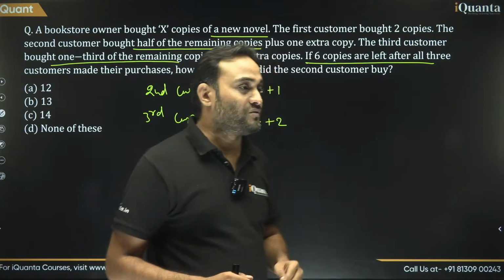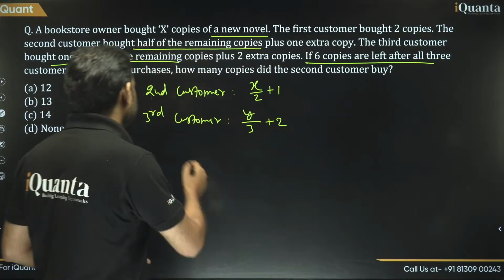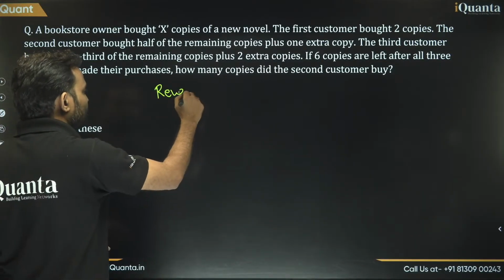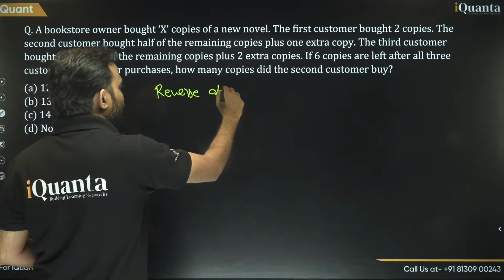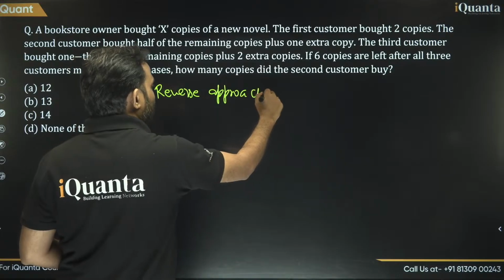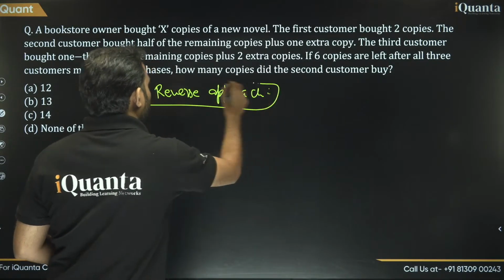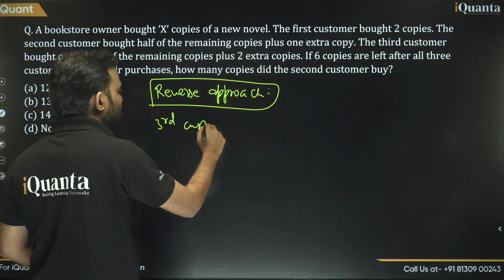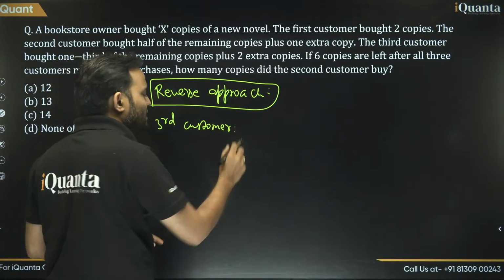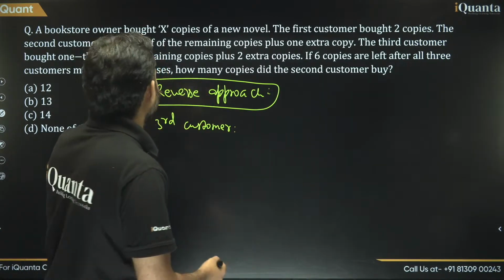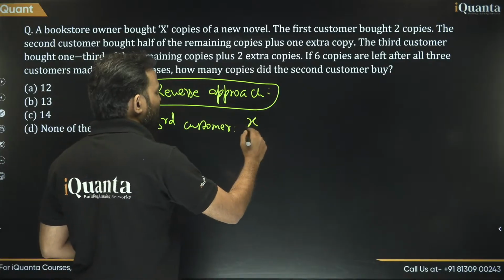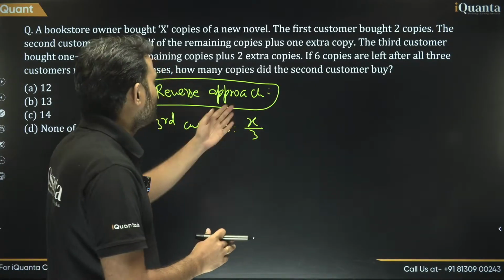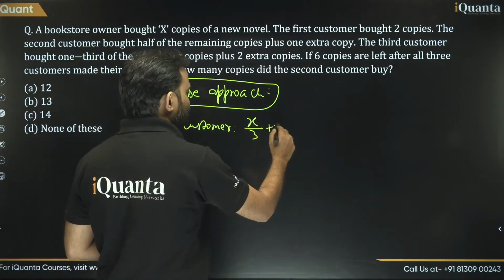So how do you solve it? You reverse it. In these types of questions, we use the reverse approach. Now, in case of the third customer, whatever was left before the third customer, the third customer took 1/3 of this plus 2.